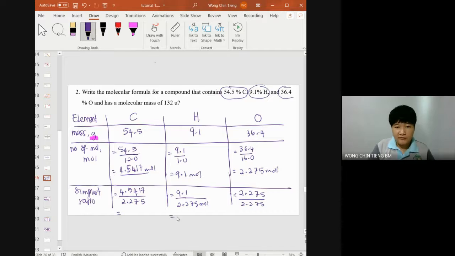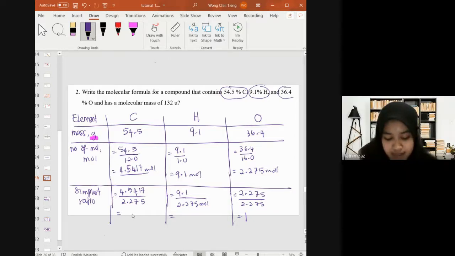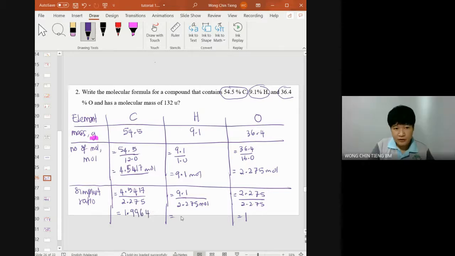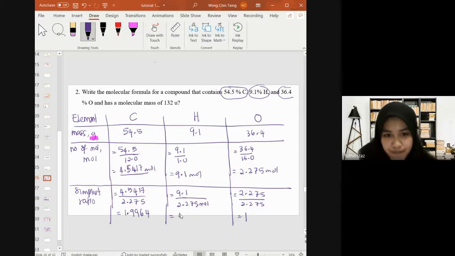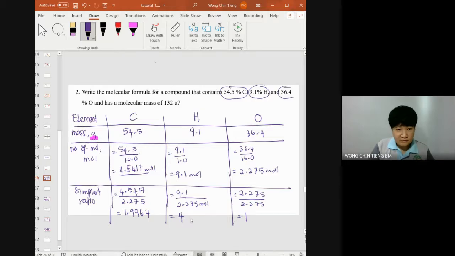So over here you will have your simplest ratio of oxygen is 1. Your hydrogen and carbon I want from Fatnin. For carbon, 1.9964. Hydrogen? 4. Nat? I don't think so.